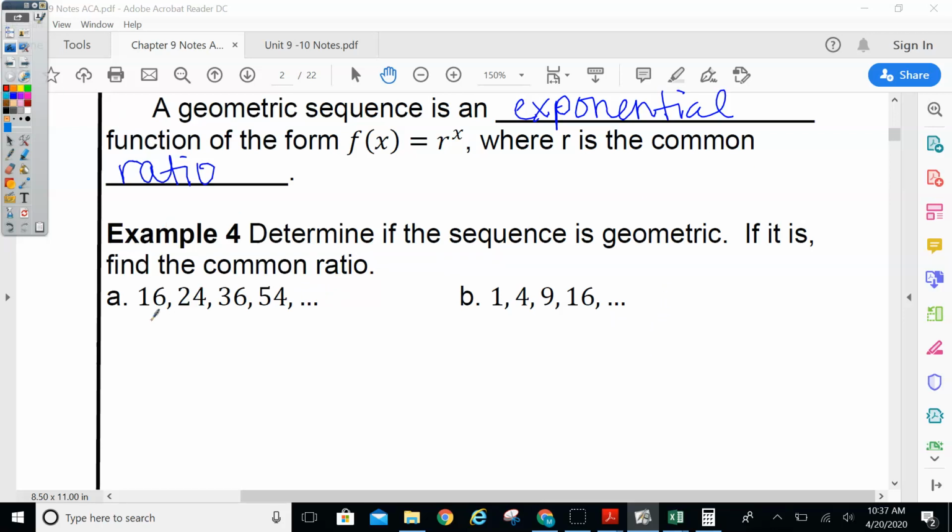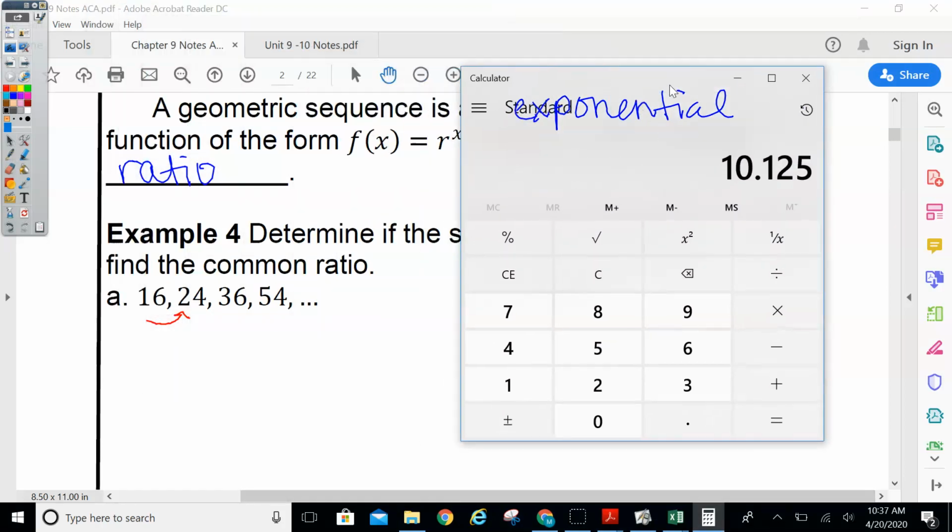Alright, so here, 16 to 24. So I don't know what you multiply 16 by to get 24. So what you have to do is divide 24 by 16. So go backwards. 24 divided by 16 is 1.5. So 1.5. Now if all the other ones are 1.5, then we're good. So here for this one, we do 36 divided by 24 to see what we multiply by to go forward. So again, 1.5 here. Don't stop there. Just because the first two work doesn't mean they're all going to work. Make sure you do check all of them.